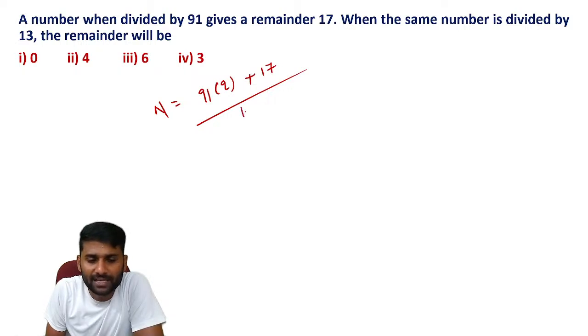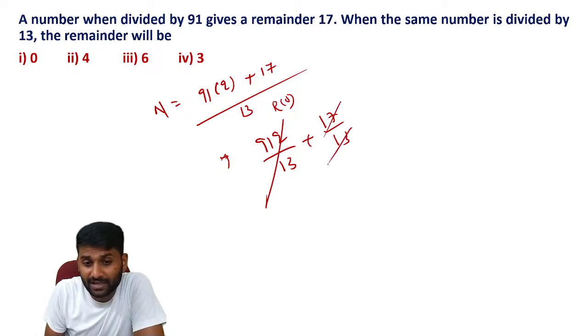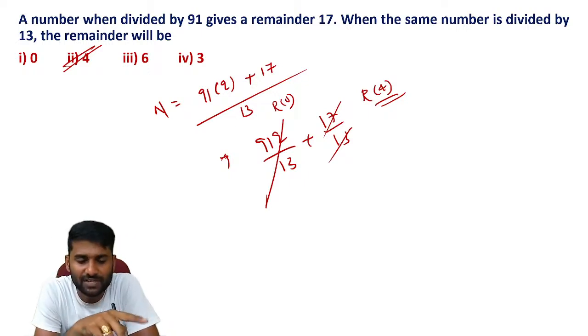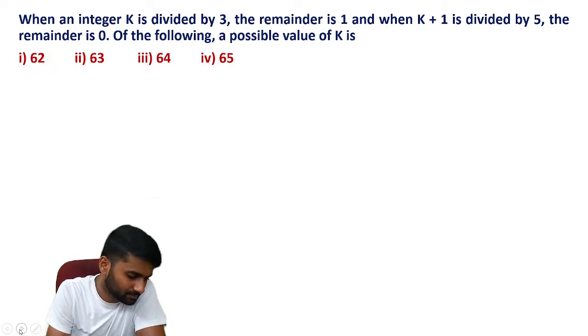Now we are dividing the same number by 13. 91q divided by 13 and 17 divided by 13: 91q never leaves any remainder, so its remainder is 0. But 17 divided by 13, if you observe the calculation, leaves remainder 4. So 13 once is 13, and the difference of 17 and 13 is 4. Go through this data.